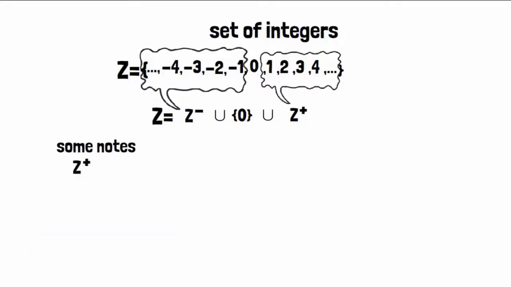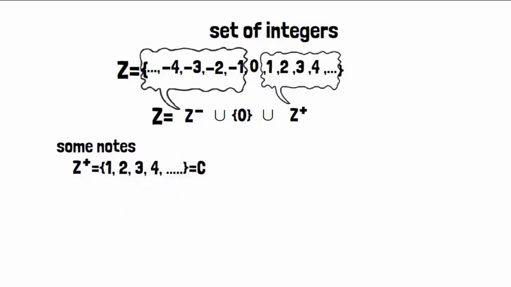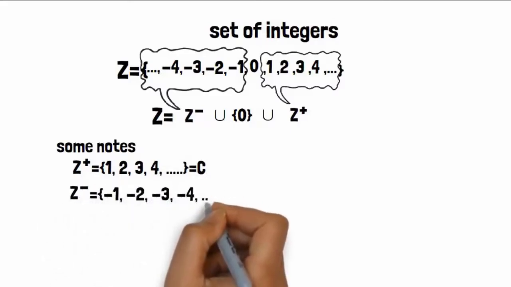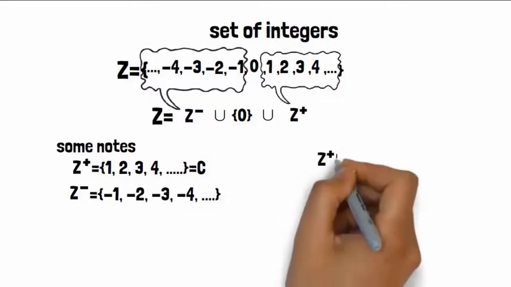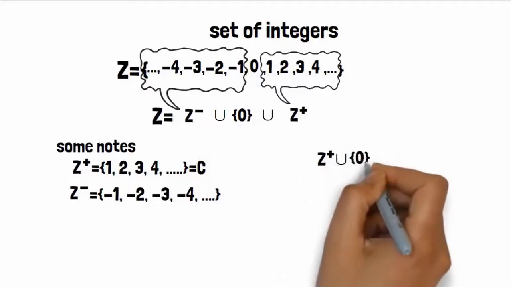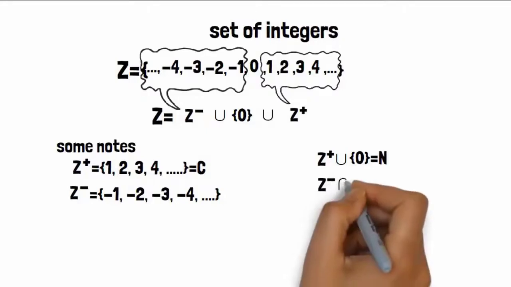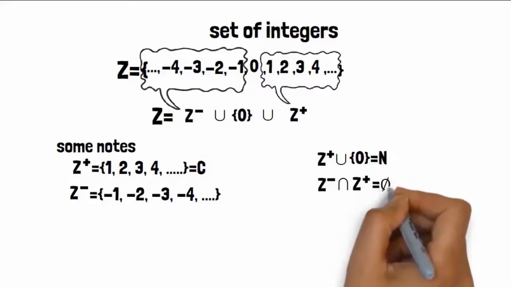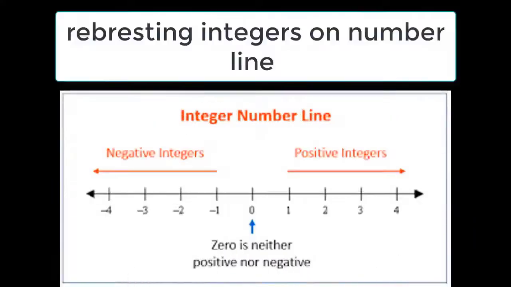Some notes: Z positive, which is the positive integers, contains elements 1, 2, 3, 4 and so on, and it equals the counting numbers. Z negative, which is the negative integers, contains elements negative 1, negative 2, negative 3, negative 4 and so on. Z positive union 0 equals big letter N, which is the natural numbers. Z negative intersection Z positive equals the empty set.